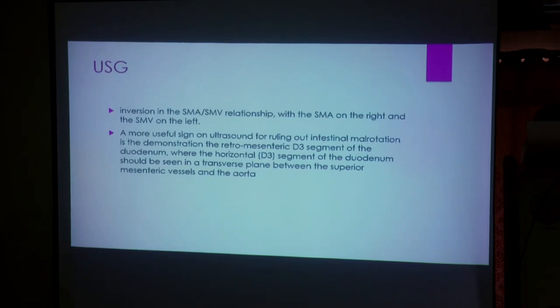In ultrasound, of course, we will always be looking for the SMA-SMV relationship, with the SMV towards the right and the SMA on the left, but it will be absent in many cases. Or the SMA can be anterior also. Now, more towards the D3 segment, that's the third part of the duodenum. Normally the duodenum crosses between the SMA and aorta. Even with the graded compression technique in ultrasound, the same thing can be seen, and it's well seen in CT. So the retromesenteric D3 segment identification, if it's identified, rules out a malrotation.